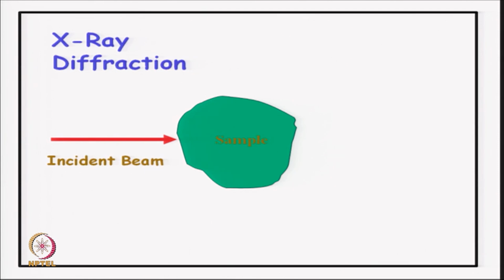So, let us look at X-ray diffraction. We have an incident beam falling on a sample. We expect a transmitted beam which is in the same direction as the incident beam. If all of the X-rays are not absorbed, there will be a transmitted beam. This is what is used in normal medical use of X-rays when we have X-ray photographs.